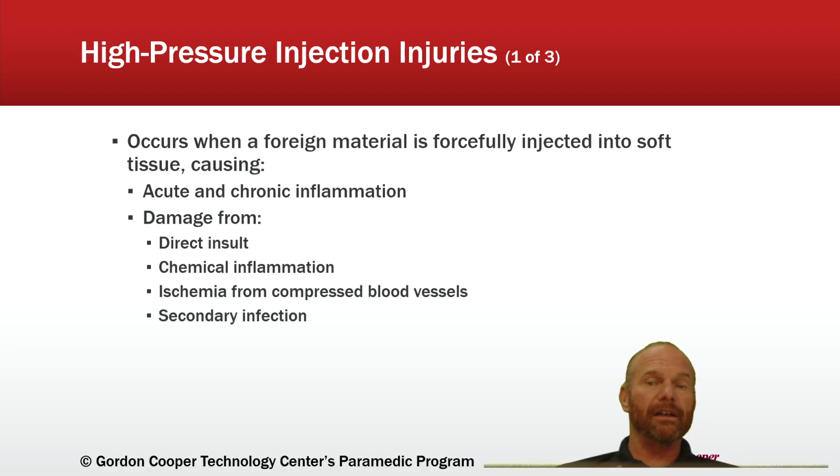So what we're talking about occurs when a foreign material is forcefully injected into soft tissue. These are often from a tool or a machine failure in which highly compressed air or liquid is suddenly released. Those injuries result from injected material under great pressure entering the body. They can cause some acute and chronic inflammation. There's damage from the direct insult, chemical inflammation, ischemia from compressed blood vessels, and then obviously a secondary infection.